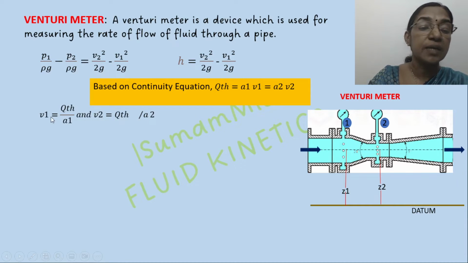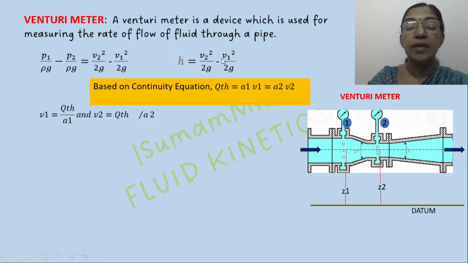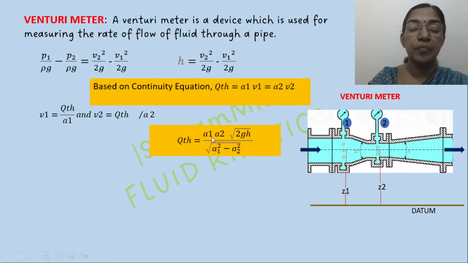From this equation, we can replace V1 as Q theoretical by A1 and V2 as Q theoretical by A2. If we substitute V1 and V2 in this expression, we can modify the equation in terms of Q theoretical as Q theoretical equals A1 A2 into root of 2gH by root of A1 square minus A2 square. You can substitute and verify this equation. A1 and A2 are the areas at the convergent cone and the throat, and H is the difference of pressure head between these two sections.